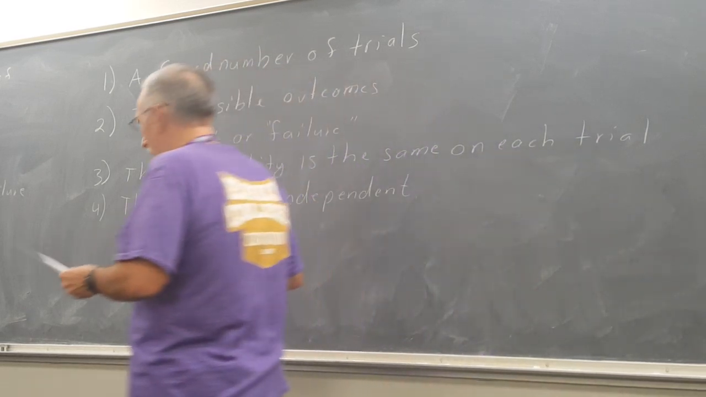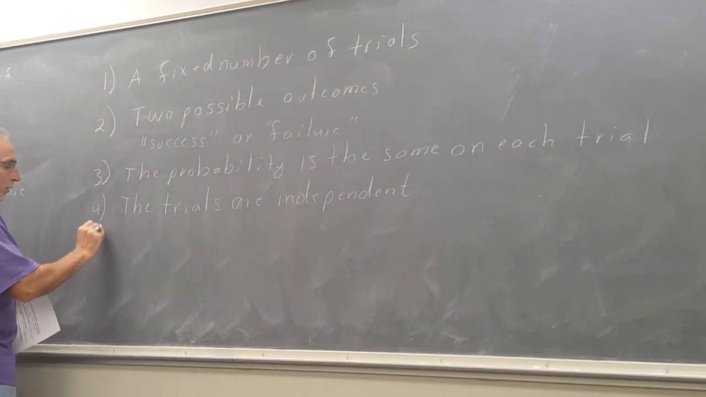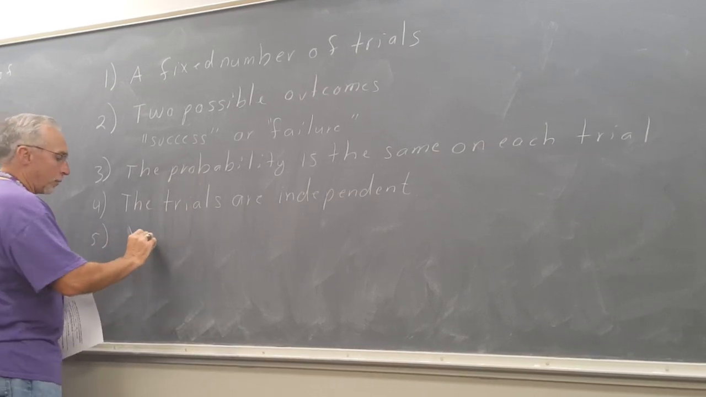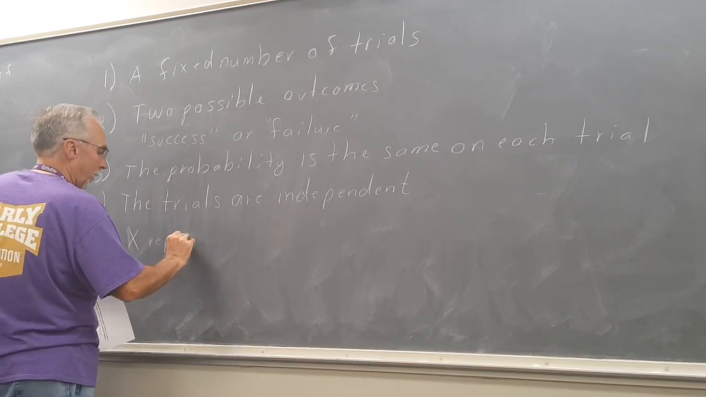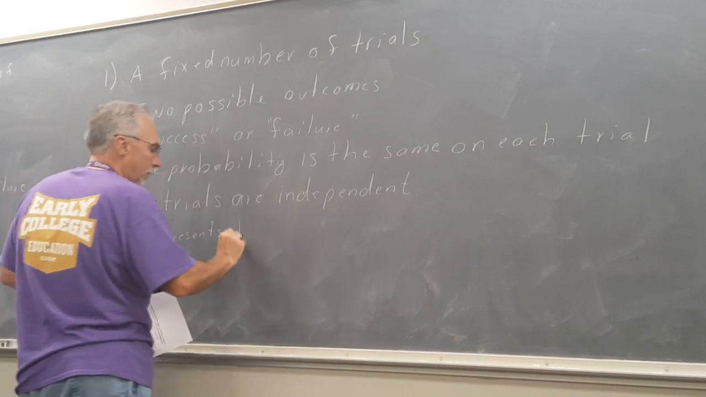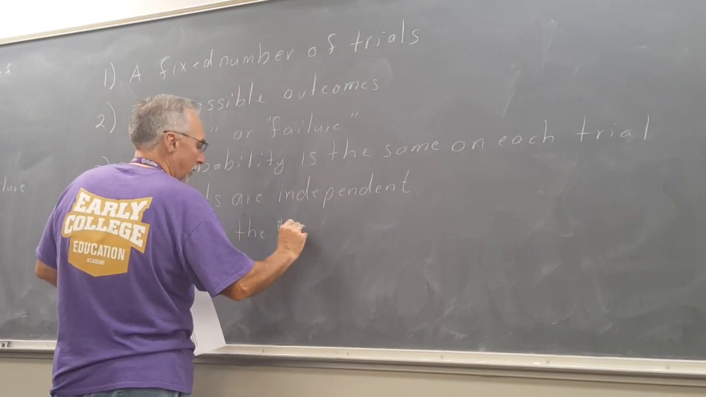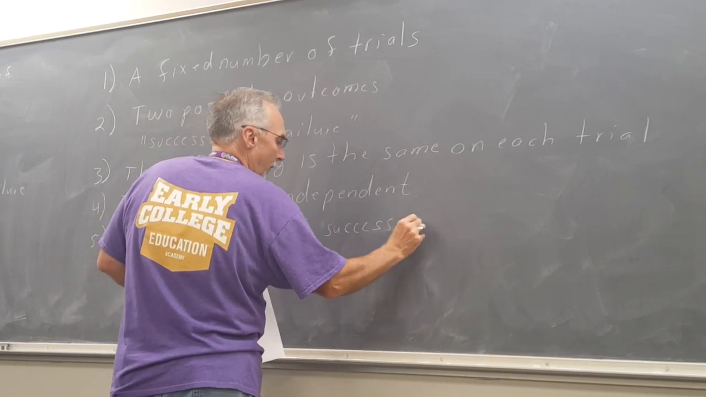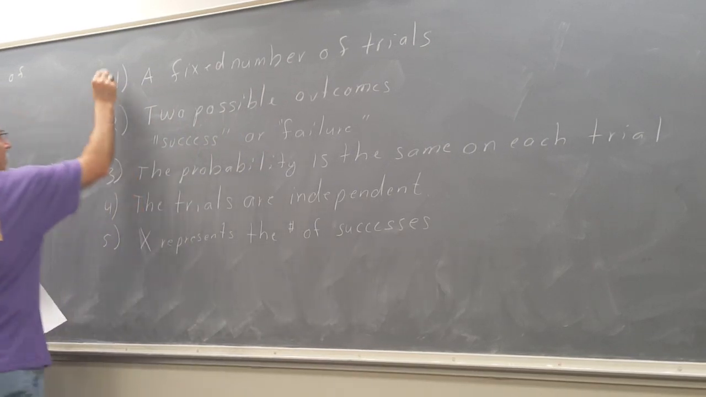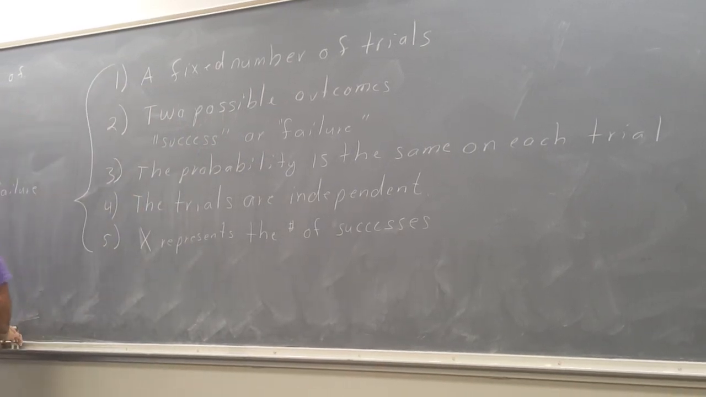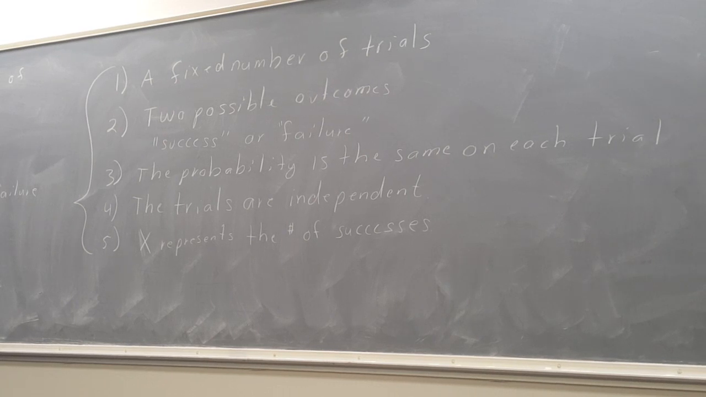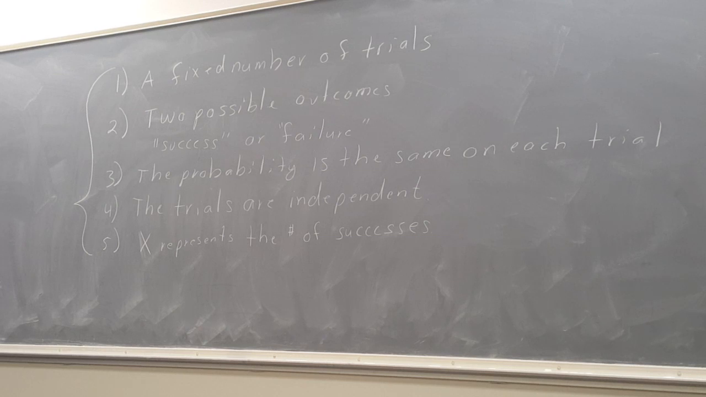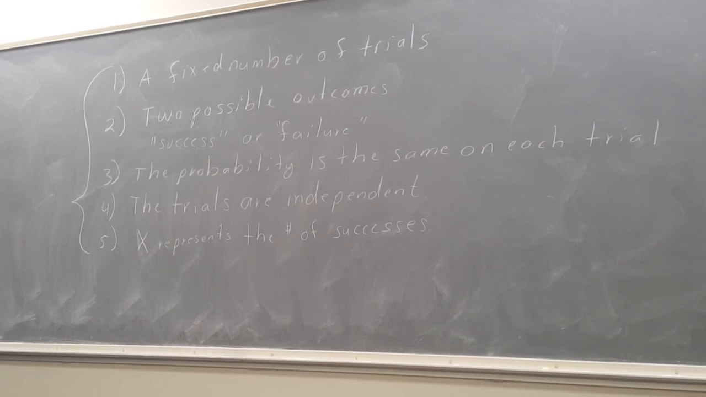And last but not least, we talked about this before, X represents the number of successes. So these 5 things, keep in mind, because those are the 5 things that you have to look at to determine if an experiment is truly a binomial experiment.